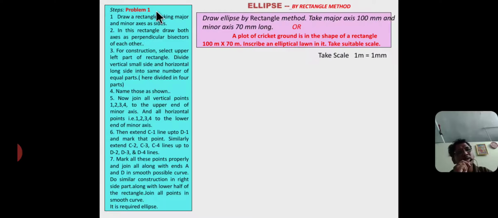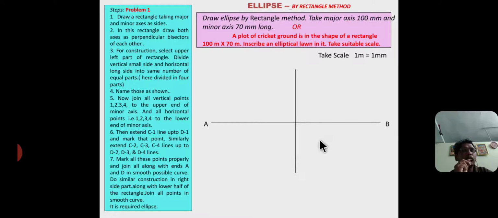These are the steps to construct the ellipse using the oblong method or rectangle method. First of all you have to know the dimensions of the major axis and minor axis. The length of the major axis is 100 mm and the length of the minor axis is 70 mm. So first draw a horizontal line AB equal to the length of the major axis, that is 100 mm.